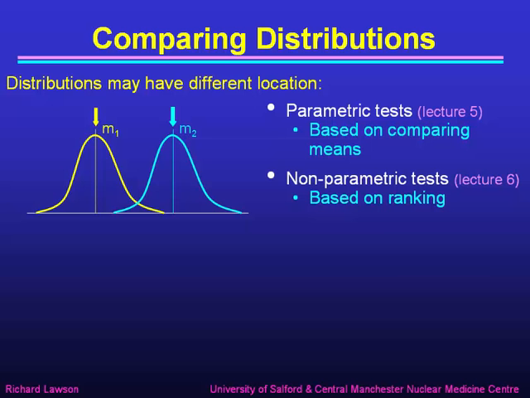When we're comparing distributions, we may take account of the fact that two different distributions may have different locations, as shown by the yellow and the blue distribution here, which have got different means. In Lecture 5 I talked about parametric tests for comparing two distributions based on comparing the means of each distribution. And in Lecture 6 I talked about non-parametric tests where we didn't calculate the mean, but we compared the central location based on ranking of the measurements.